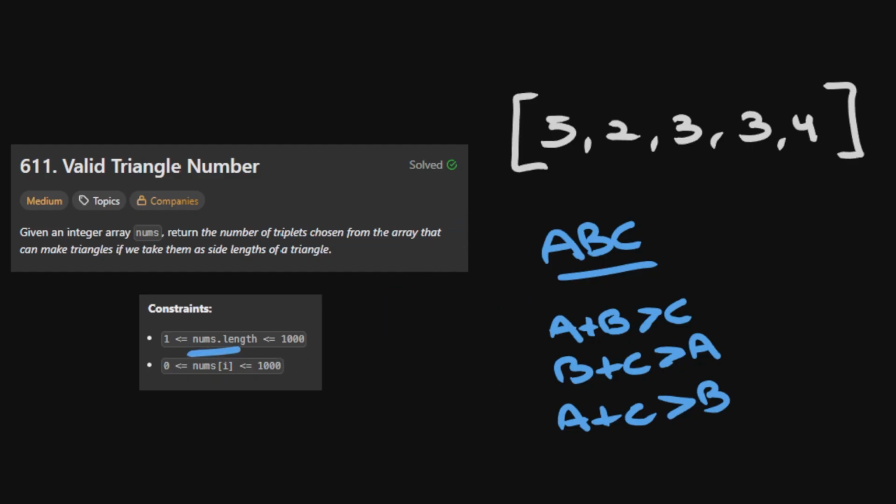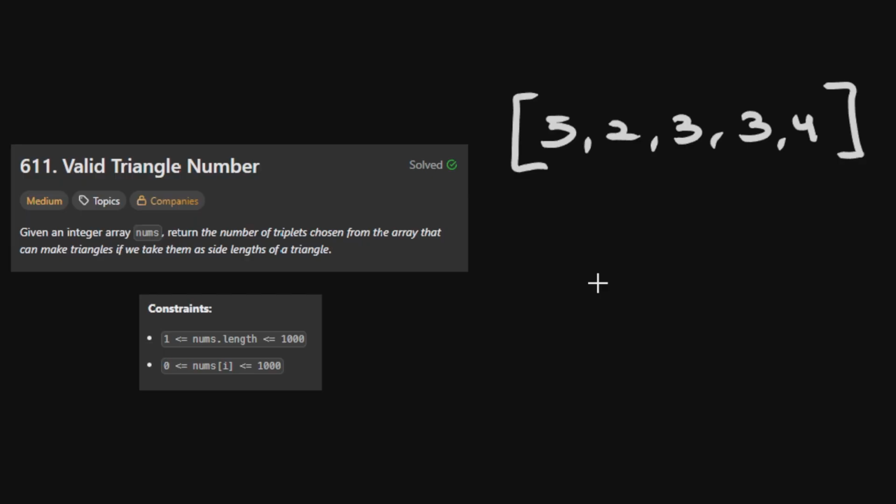We know that nums.length is smaller or equal to 1000. And if we use 3 pointers, we are solving this in n cubed. So this solution is fine, but it's very inefficient. We need to think about something else, something more efficient. And the trick here is the following. First, we can sort this. So the sorted array will be the following.